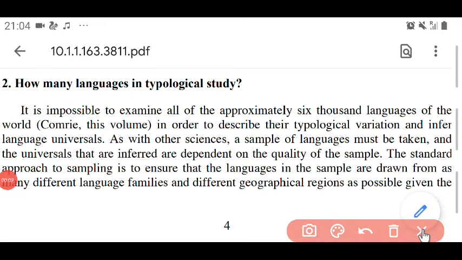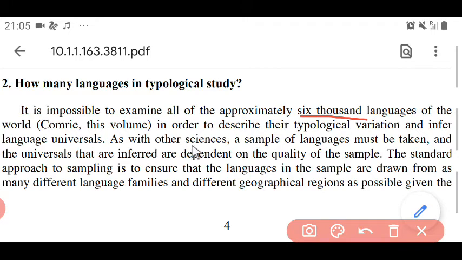How many languages can be involved in typological study? So, how many languages in typological study? It is impossible to examine all of the approximately 6,000 languages of the world in order to describe their typological variation and infer language universals.